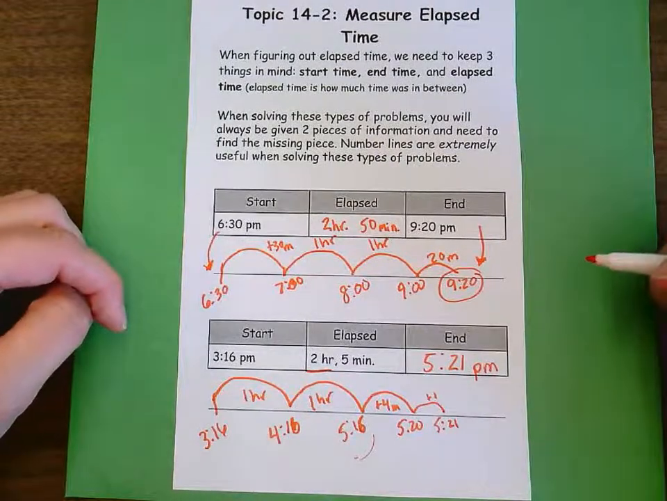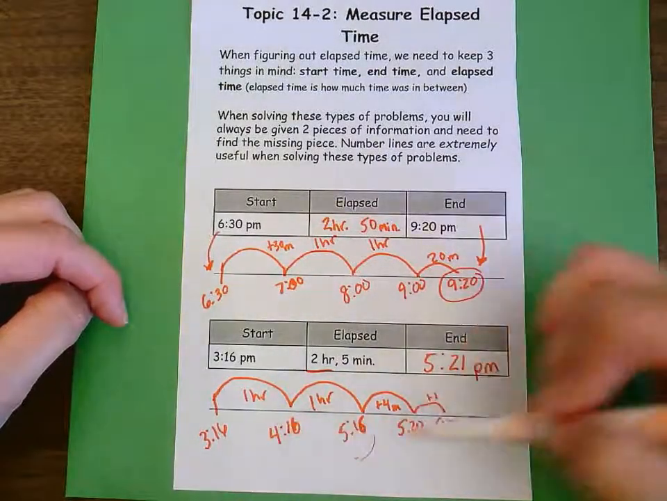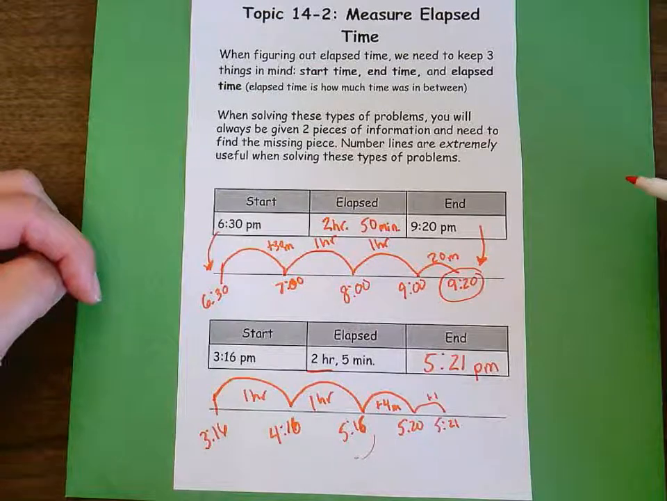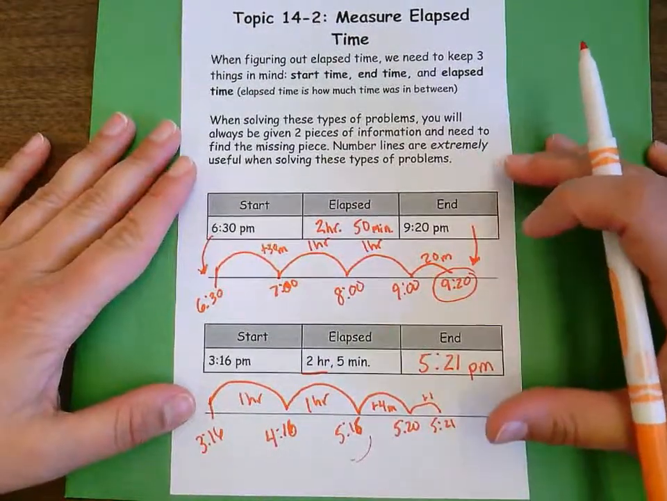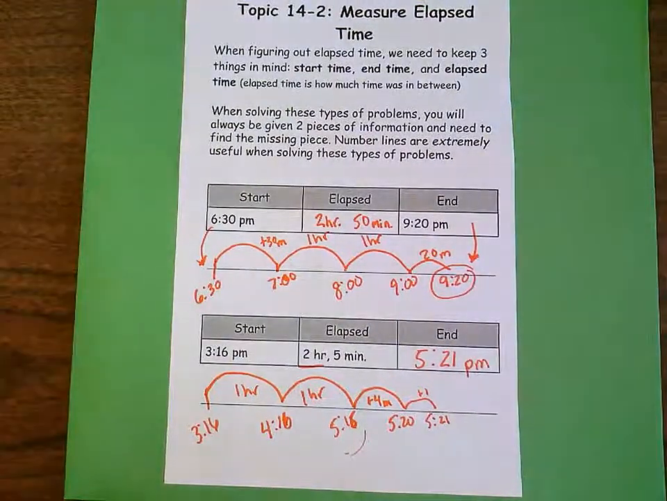You may need an extra piece of paper to make these number lines. You can also grab a communicator and solve them on there, whatever works for you. So go ahead and get started on 14-2 and let your teacher know if you need another lesson.